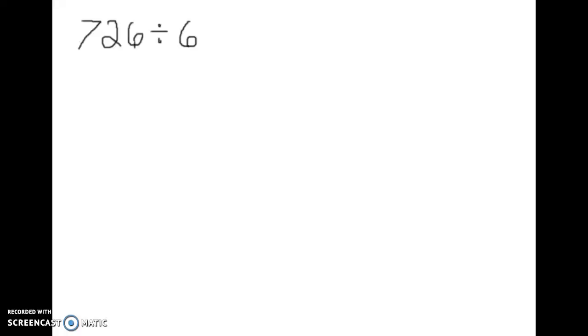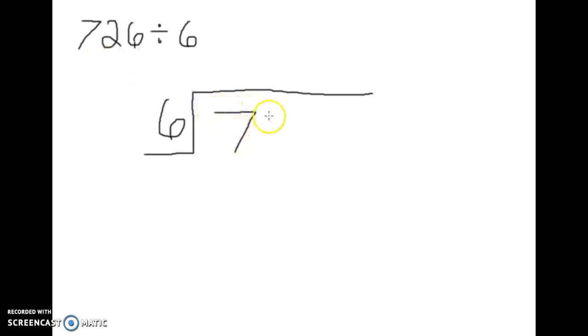Now that we've learned long division, we are going to start learning short division, which in some cases can be a whole lot easier to use. So the problem we're working with is 726 divided by 6. We're going to set this up the same way that we set up a long division problem. Just like this, we're going to put our divisor, 6, right down here, and we're going to put our dividend, 726, on the inside, just like in long division.